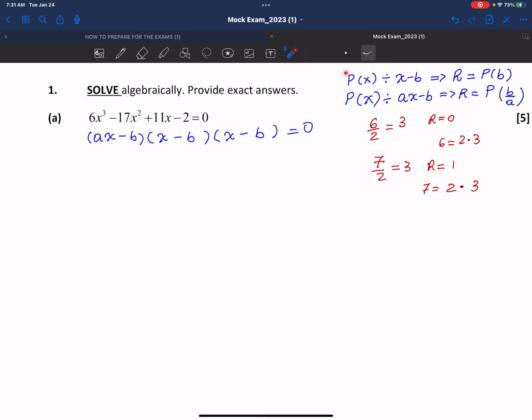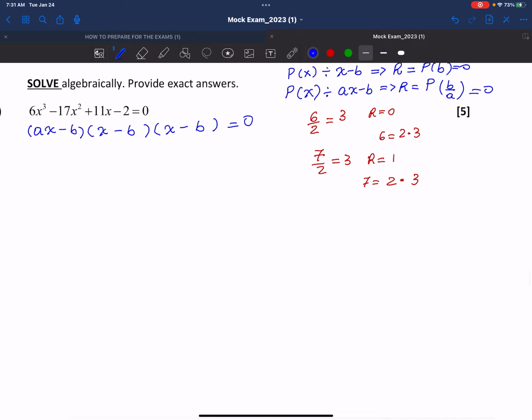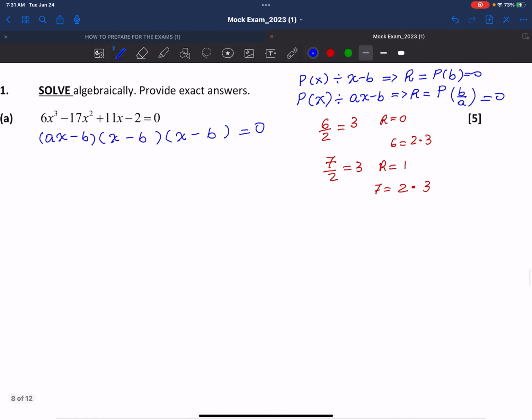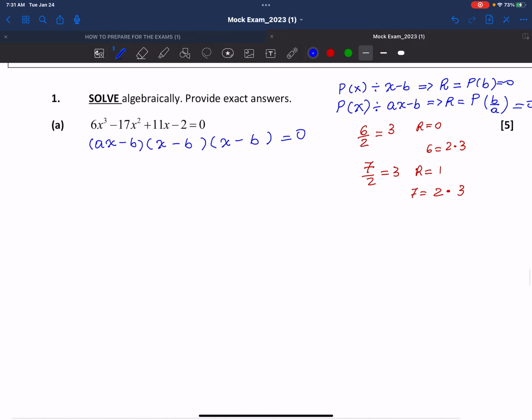Going back to the remainder theorem, if we want to figure out the values of b that will make our factors, or the values of b over a that will make the factors in this polynomial, we have to search for those b values or those b over a values that will give a remainder of 0. So let's start the journey of figuring out the values of b and b over a.